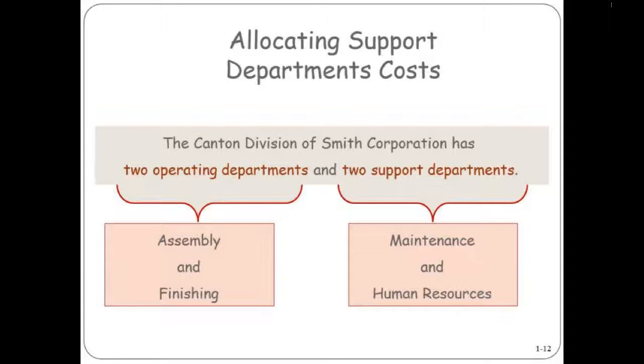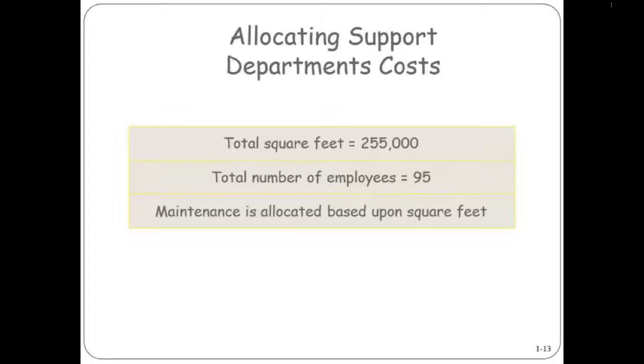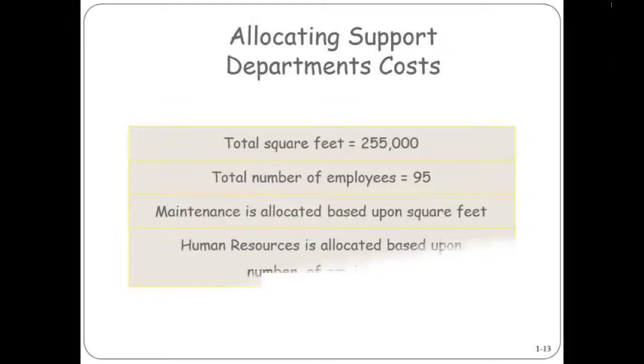We'll have maintenance and HR be the support departments, and assembly and finishing being the operating departments. There's a total of 255,000 square feet, and maintenance is allocated based upon square feet, so that's the driver, the square feet. And HR is allocated based upon the number of employees. There are a total of 95 employees in total.